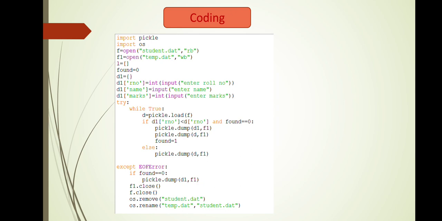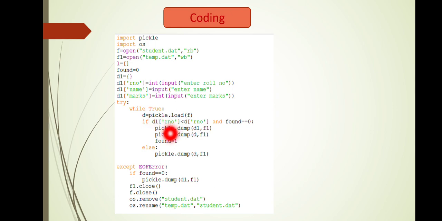So here in this program I am using two dictionary objects. One is the D1 dictionary object, which contains the new record that is to be inserted in the file. And then there is another dictionary object with the name D. Now this dictionary object will contain the record that is read from the file. So inside the loop, I have read one record from the file.